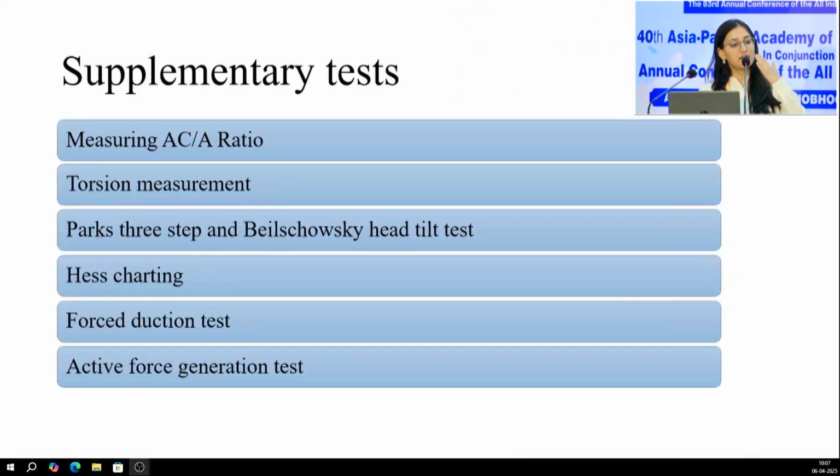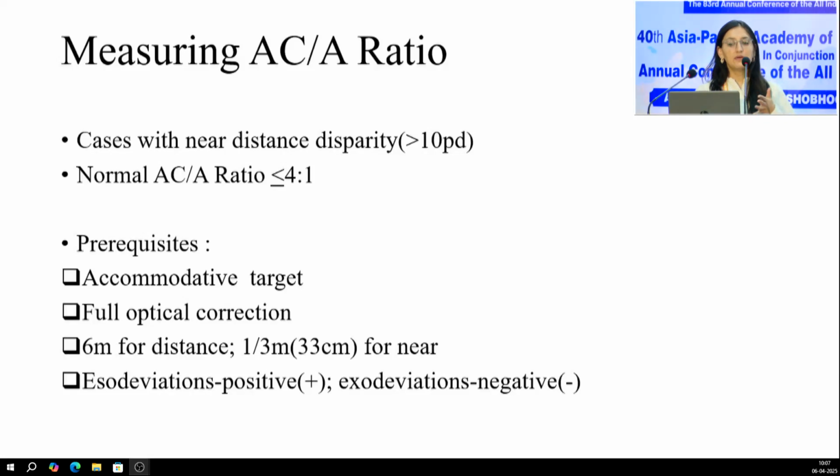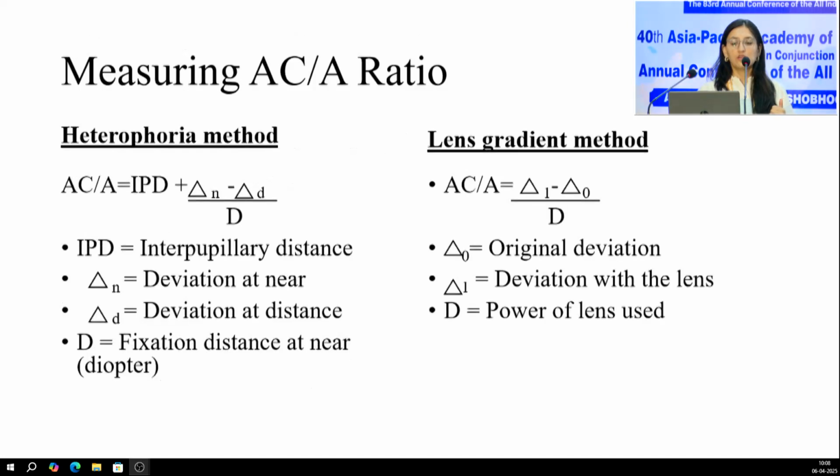Supplementary tests are a lot, but I'll be touching only a few. So AC/A ratio, torsion, Parks 3-step test, Hess charting, force duction test, and AFGT. The AC/A ratio is important in squint measurement, especially in cases of esotropia and IDS. So there are 2 most common methods, the heterophoria method and the lens gradient method. In the heterophoria method, the deviation is actually measured at distance and then measured at near.